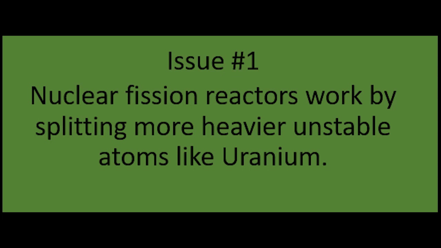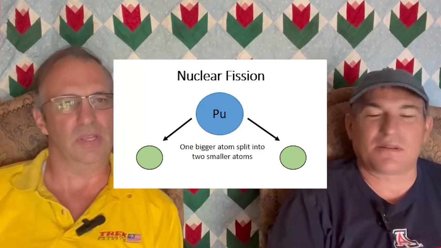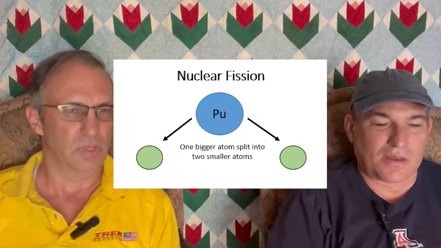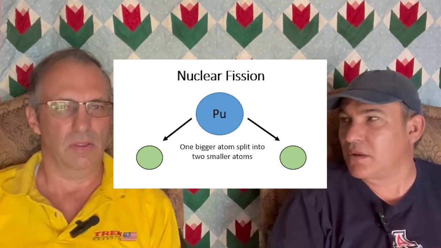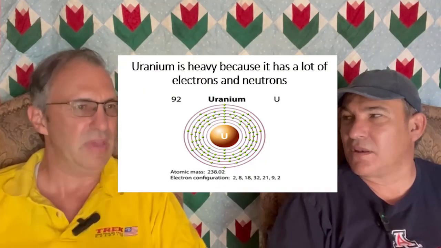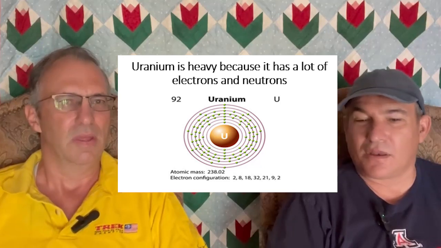Nuclear fission reactors work by splitting heavy or unstable atoms like uranium. So let's talk about fission again, because that's one that we can use right now. What atom do you think about when you think about nuclear fission? Well, I always think of uranium. Yeah, uranium. Okay, so they found that if you take a big, heavy atom like uranium, that's great.